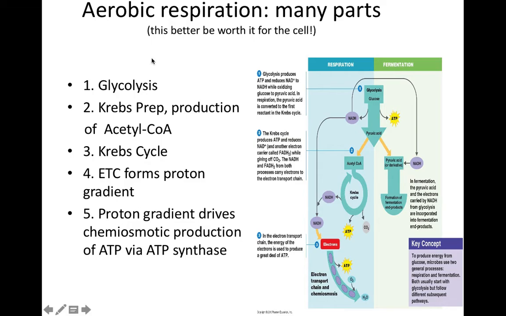So again, there are many steps, many parts of aerobic respiration. Just the overview: we'll talk about glycolysis, the Krebs Prep, or preparation or production of acetyl-CoA, and the Krebs cycle. We'll then take a look at how the electrons that have been ripped off of glucose will be delivered to the electron transport chain, and the ETC will use those high energy electrons for active transport to pump protons across the cell membrane to form the proton gradient. And then we'll see how the proton gradient will drive the chemiosmotic production of ATP via ATP synthase.